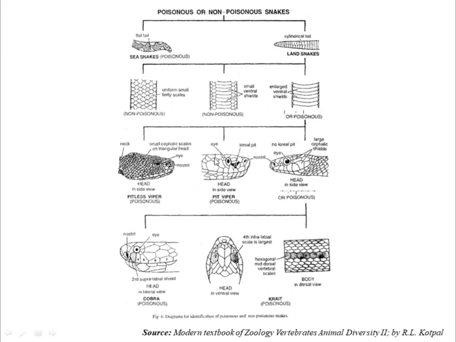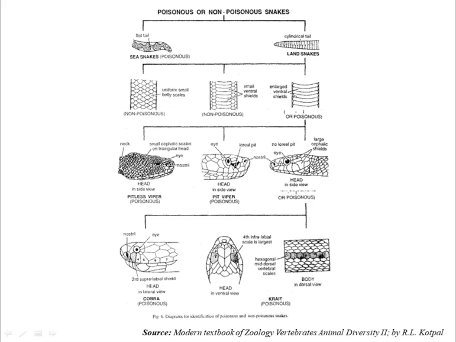In the second category, if the head bears large cephalic scales but has a loreal pit present between the nostril and eye, then again it is a venomous snake. And since the pit is present, it is a pit viper. So pit viper is a venomous snake, as we all know.